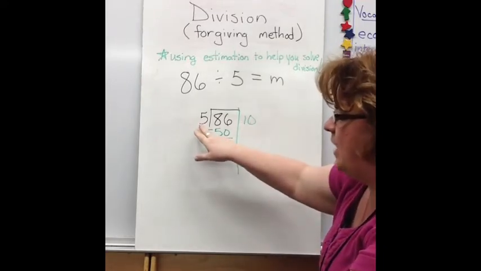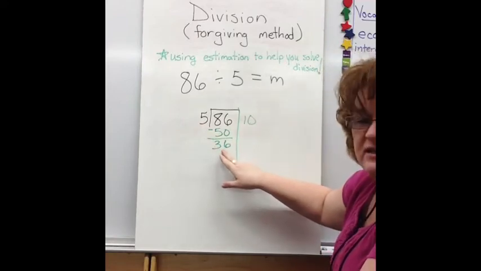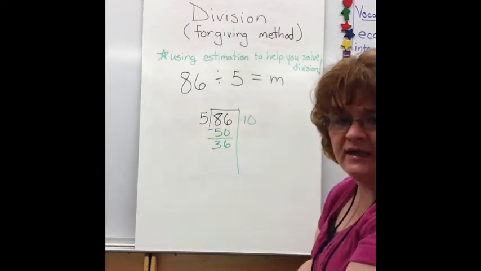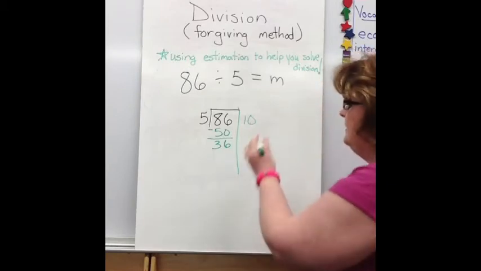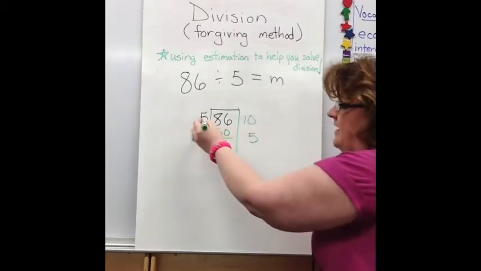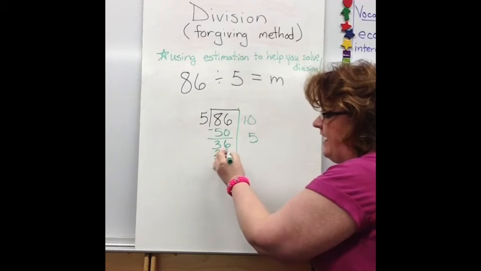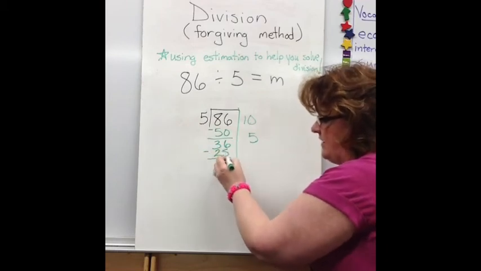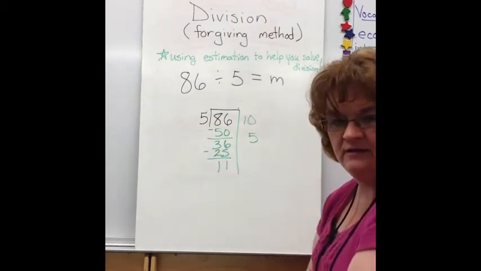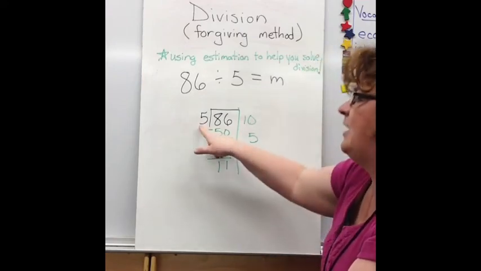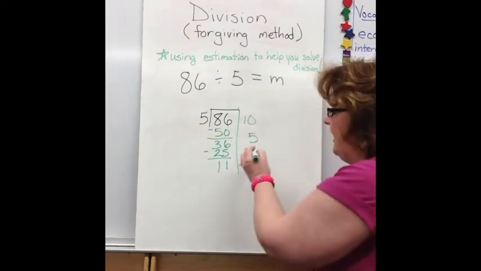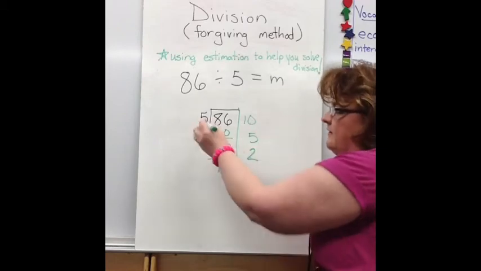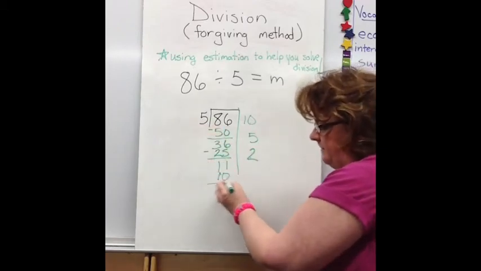Now I can say, how many times does 5 go into 36? Well, now it's starting to get a little bit easier. I know that 5 times 5, that's an easy one. 5 times 5 is 25. I'm going to go ahead and subtract that, and I get 11. Now I can think, how many times does 5 go into 11? Well, that's even easier. I know that's 2. 5 times 2 is 10.